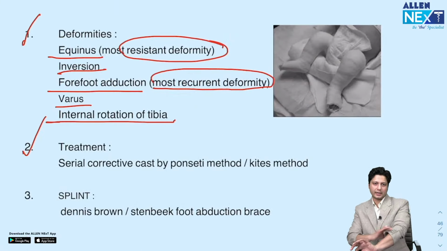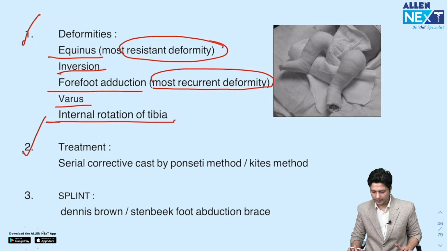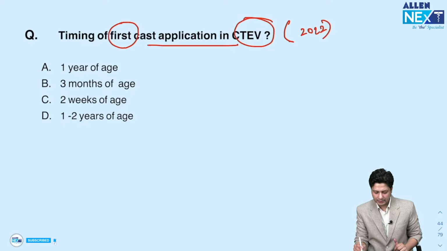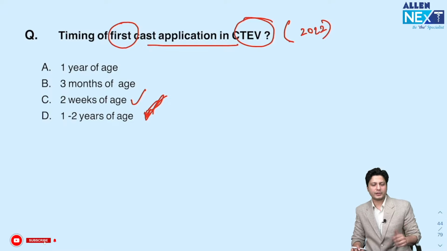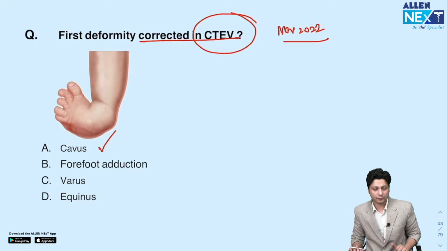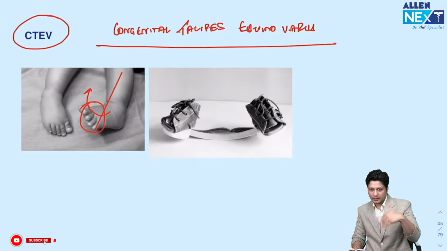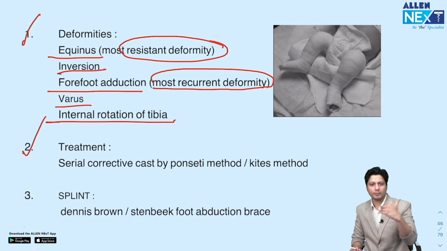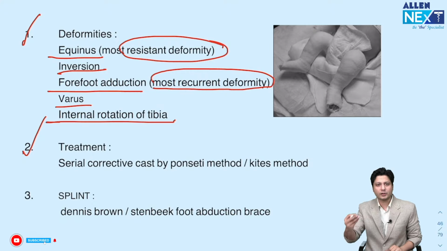And a question was asked on this in the 2022 November session. All right. The question was: what is the timing of first cast application in CTEV? The answer is 2 weeks of age. Out of the multiple options which were provided, 2 weeks of age is the correct answer, because Ponseti is something that you have to go with. Then the first deformity which is corrected in CTEV is the cavus deformity. So hopefully you get the kind of questions. Why are questions asked on CTEV? Why is it an expected topic? Because it is a very common abnormality which is seen on a day-to-day basis. It is a very, very common finding.